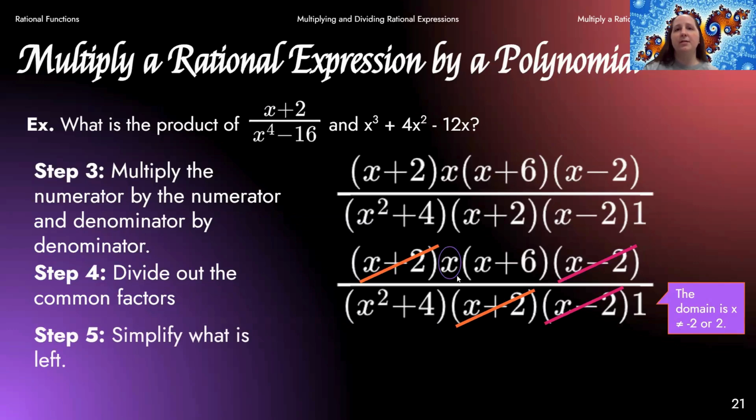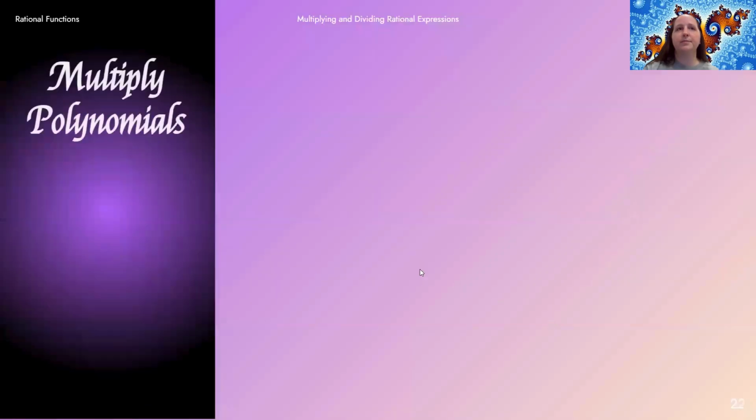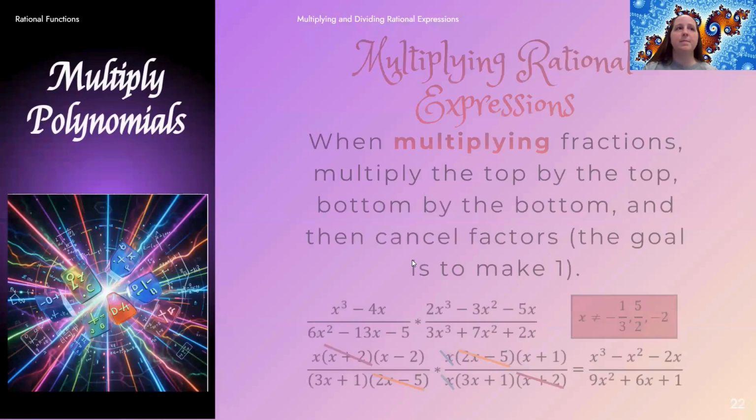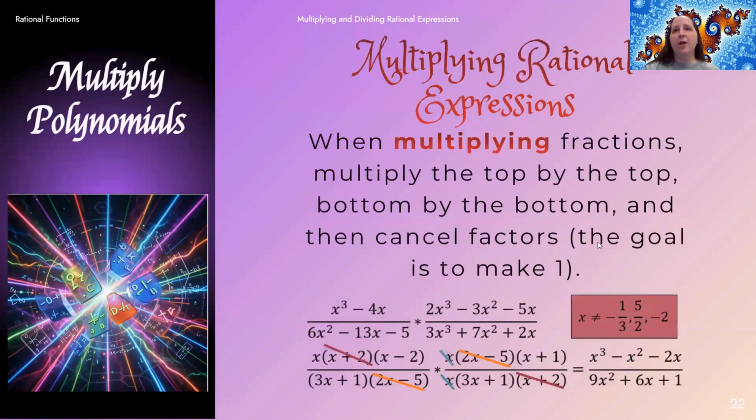So I have an x plus 6 on the top, an x squared plus 4 on the bottom, and a 1. Okay, so that gives me x times x plus 6, and then x squared plus 4. So again, multiplying rational expressions, when multiplying fractions, multiply the top by the top, bottom by the bottom, and then cancel factors. The goal is to make 1.